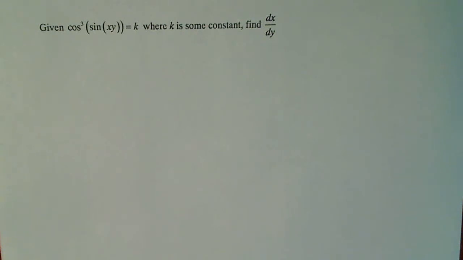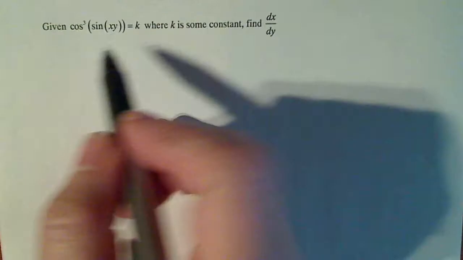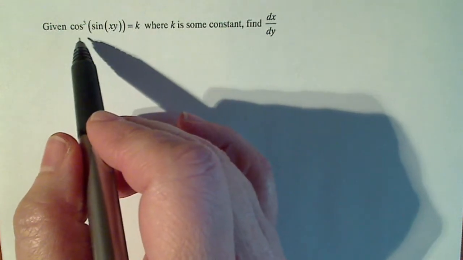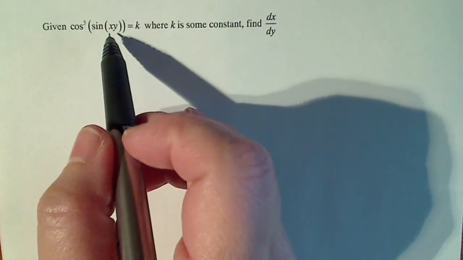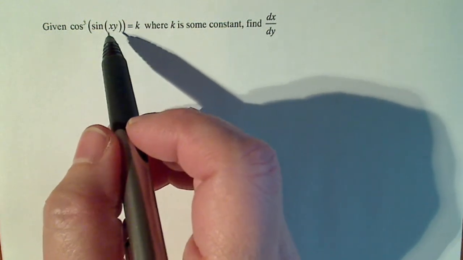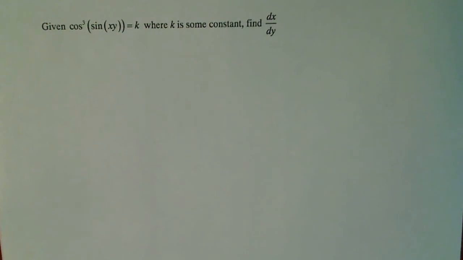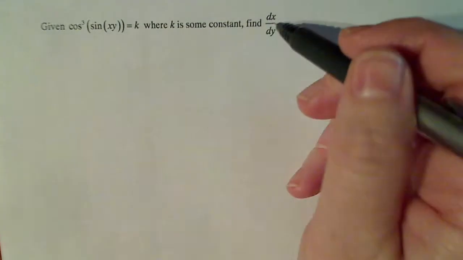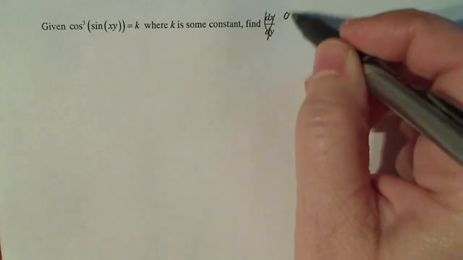Given cosine to the third power of the function sine of xy equals k, and k is a constant, we need to find dy/dx. Now this is a little bit of an unusual problem. Again, this is an implicit differentiation because it's not impossible to solve for y in terms of x, but I wouldn't want to do it. Let's just put it that way. So we're just going to use implicit differentiation to find dy/dx.